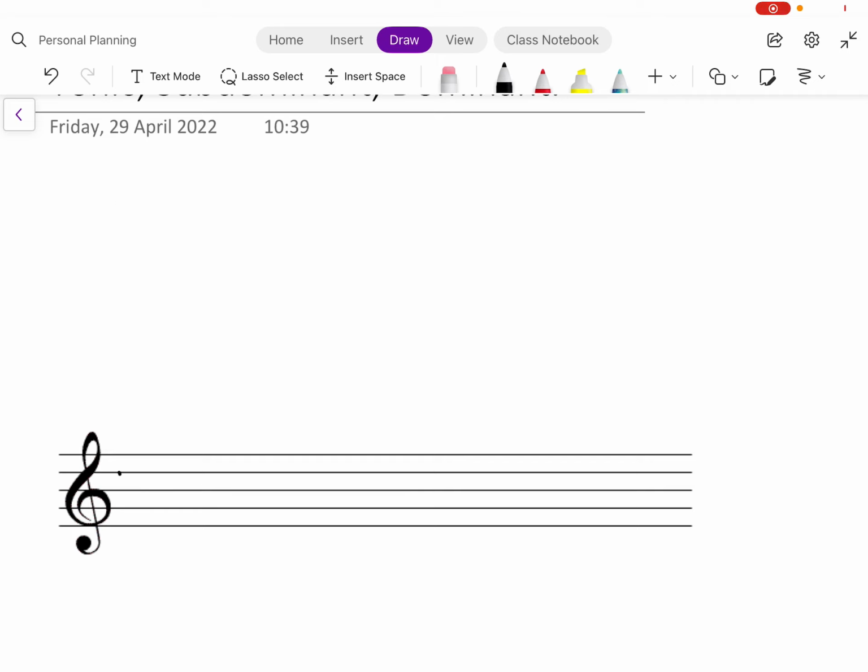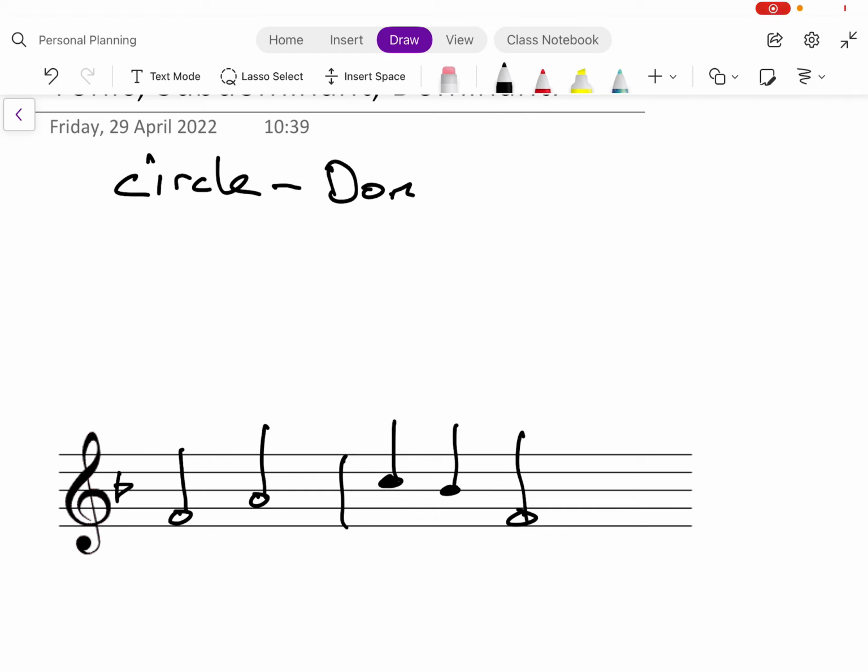Let's do a different piece. Let's do one in this key signature. And we'll go something simple like that. All right. Let's say I've been asked to circle the dominant.